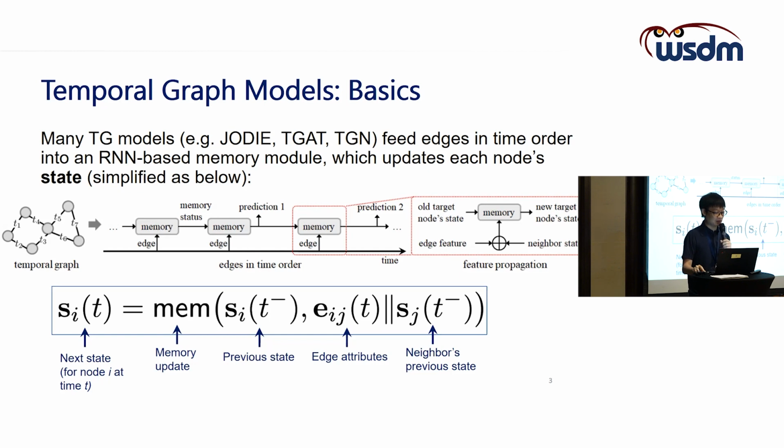So in other words, we take the old target node's state, and this is the input to the memory module, and the output is the new target node's state. Okay, so that is how this memory update module works.